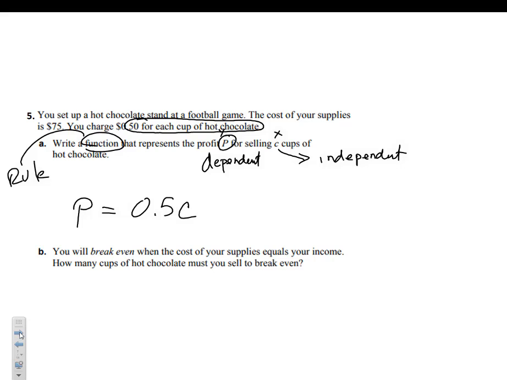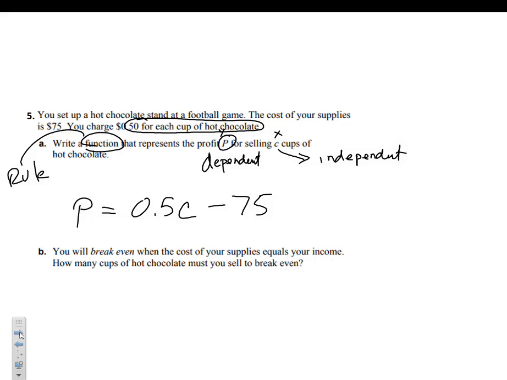And then we have to subtract. You're probably wondering, why am I subtracting the $75? Well, that is because we spent $75 on our supplies. We spent $75 to buy those cups, the hot chocolate, the water, and the machine. When you add up all those items in our supplies, we spent $75. So we're $75 in the hole.